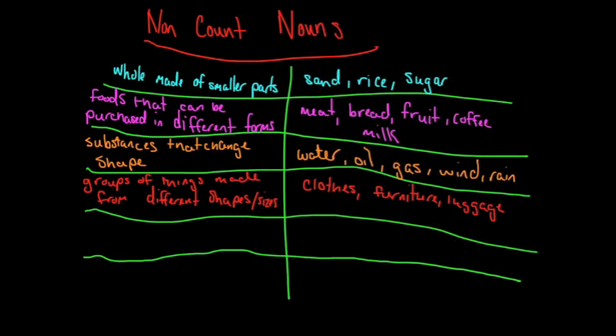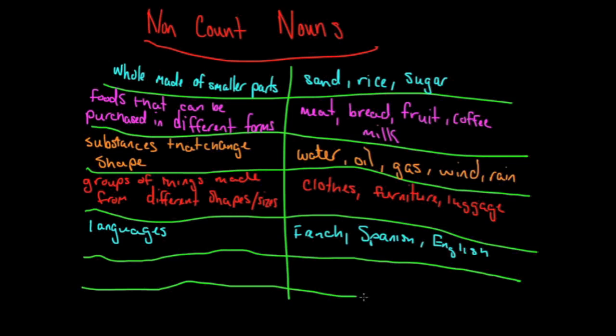The 5th category, pretty easy one, languages. Languages are uncountable, so we say French, Spanish, English. These are uncountable. The next one, getting close to the end here, so I'm trying to save some space. The next one that we're going to talk about is ing forms of nouns. For example, learning, working. When we see that ing on there, we know that it's a non-count or uncountable noun.